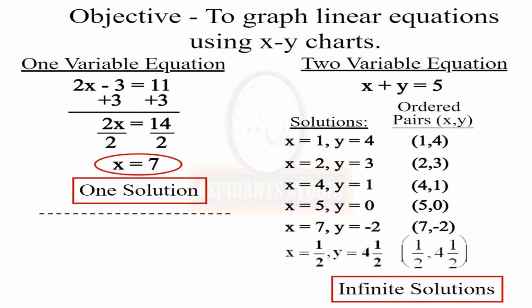Now, to graph linear equations using xy charts, for a two variable equation, I told you there are infinite solutions. So when you write the ordered pairs of this solution, you will get the format x comma y within the round brackets. So now the solution will be when x is equal to 1, y is equal to 4. So the ordered pair, the point which is going to be marked on the graph, will be the ordered pair 1, 4. The x coordinate will be 1 and the y coordinate will be 4 in that point which is going to be marked in the graph. Similarly, you have the different ordered pairs.